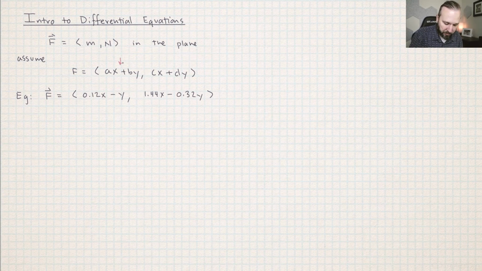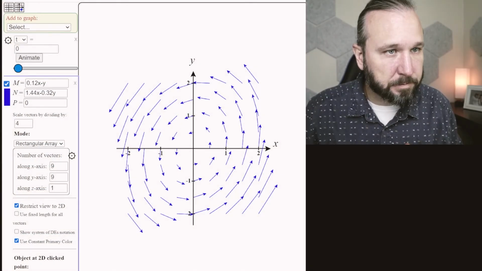That is where whatever goes in the x-coordinate is just some constant times x plus some constant times y. And likewise, what goes in the y-coordinate is just simple multiples of x and multiples of y. There's a lot of interesting behavior that can be captured in just these very simple kinds of vector fields. And I have one here. You can see it's 0.12x minus y, and then here's the other coordinate, and this is what it looks like.